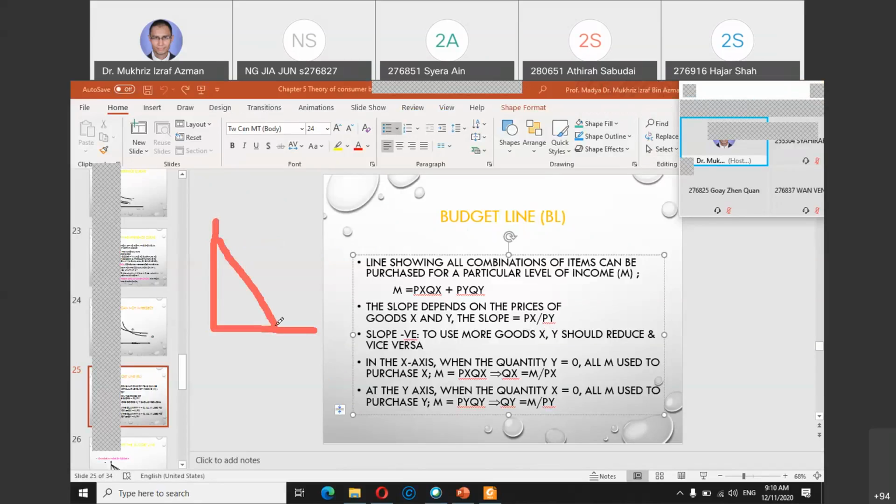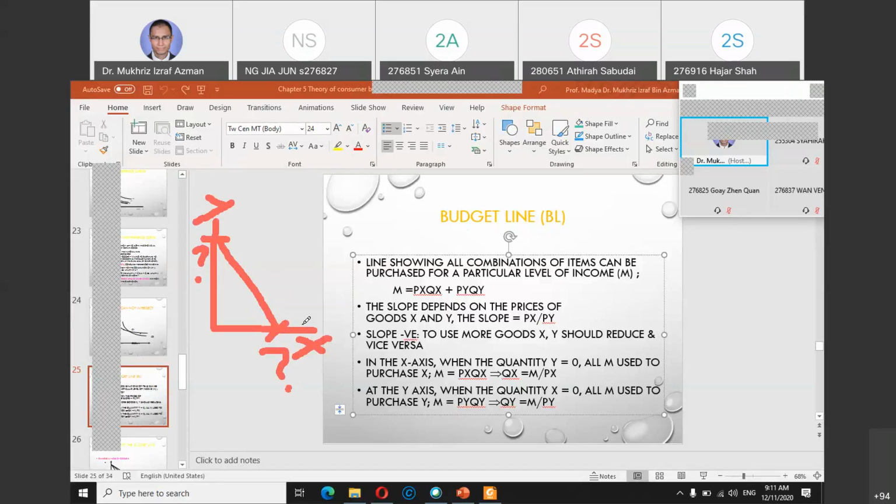Okay, the budget line will always cut on the y-axis and also on the x-axis here. So this is x, this is y. So how to find the point of intersection here? What is the value when your budget line cuts your y-axis, and also when your budget line cuts your x-axis?